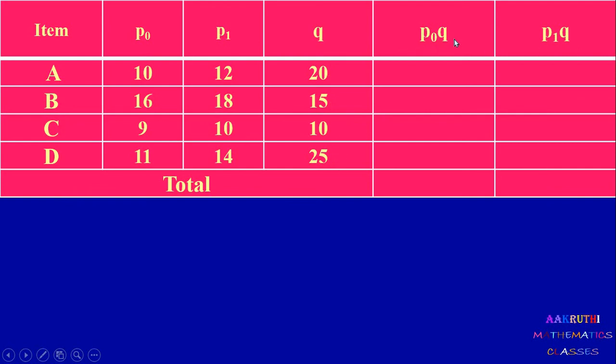Now first we calculate P0Q. So it is multiply P0 and Q. 10 into 20, 200. 16 into 15, 240. 9 into 10, 90. 11 into 25, 275. So add all this. Adding all this, we get 805. So it is 805, summation of P0Q.